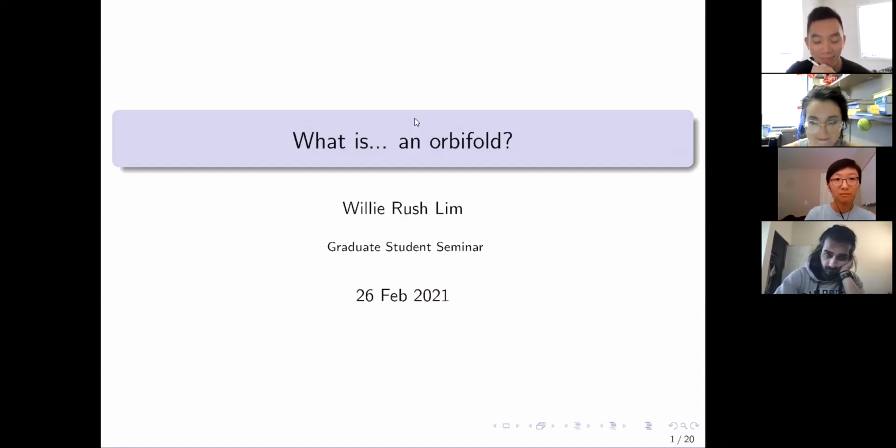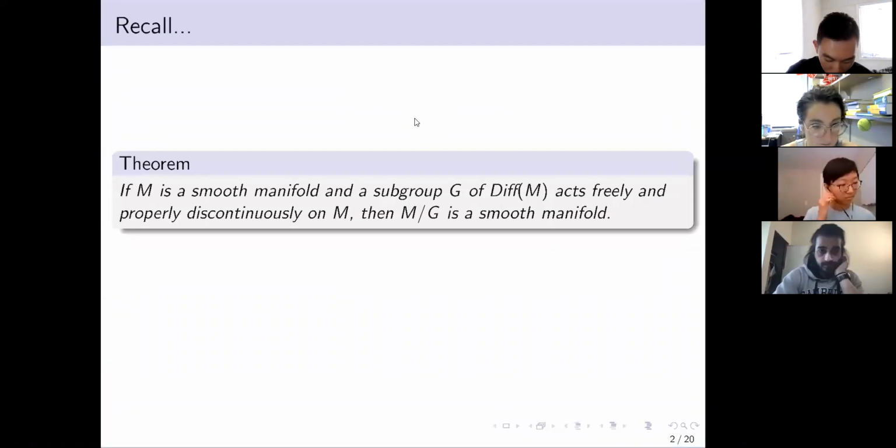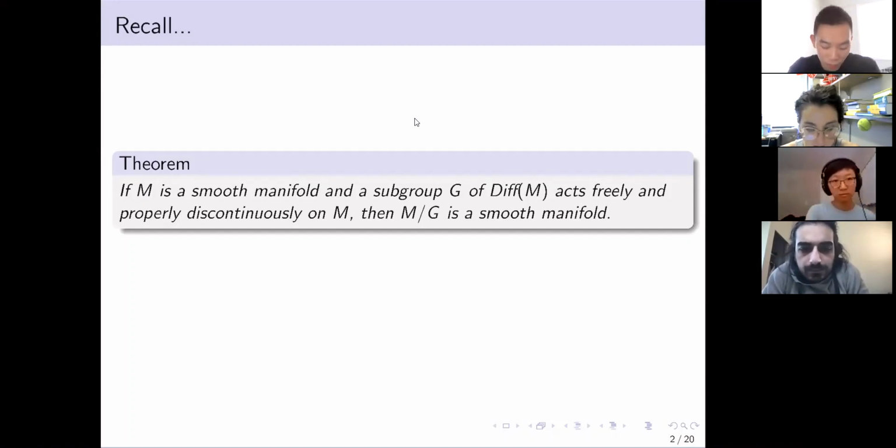Welcome everyone. So today I want to talk about orbifolds in general. This is basically a study of quotient spaces that are fairly nice. I want to start with this result that hopefully should be familiar to everyone, or at least rings a bell. If I start with a smooth manifold M, and there's a group G that acts smoothly on M, and this action is also free and properly discontinuous, then it turns out that the quotient space of M by G is a smooth manifold.